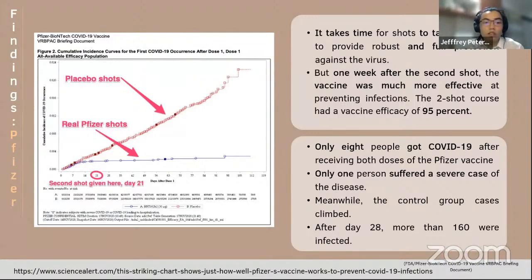Only 8 people got COVID after receiving both doses of the Pfizer vaccine and waiting a full week for the vaccination to take effect, roughly 28 days from the start of the trial. Only 1 person among those 8 suffered a severe case of the disease. They were not hospitalized, however. Meanwhile, in the control group with no protection, cases climbed. After day 28, the control group recorded more than 160 infections with 3 severe cases, including 2 hospital admissions.